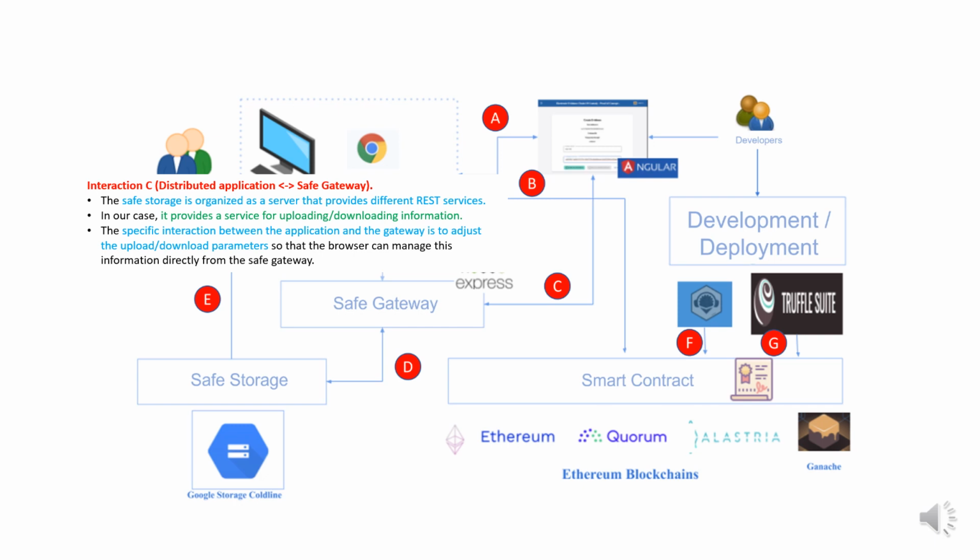Interaction C between the distributed application and the safe gateway. So the safe storage is organized as a server that provides different REST services. So in the case of concept, it provides a service for uploading and downloading information. The specific interaction between the application and the gateway is to adjust the upload or download parameters so that the browser can manage the information directly from the safe gateway.